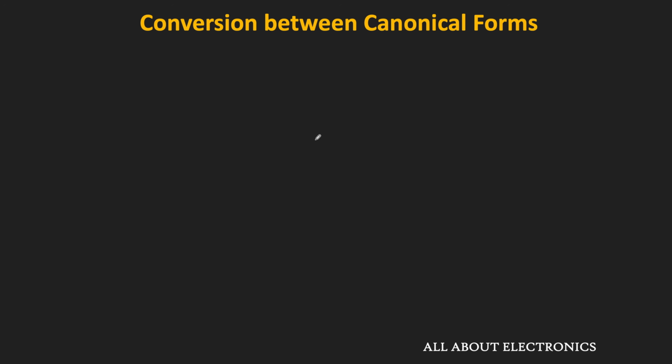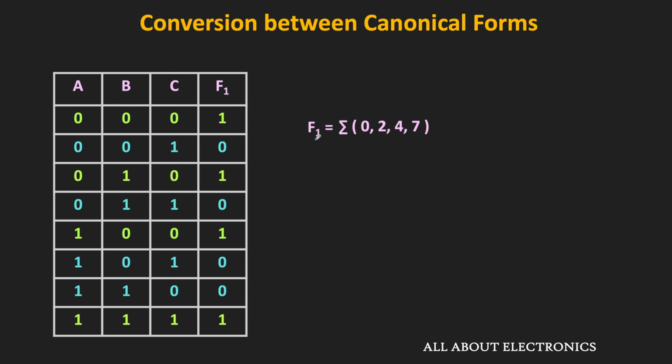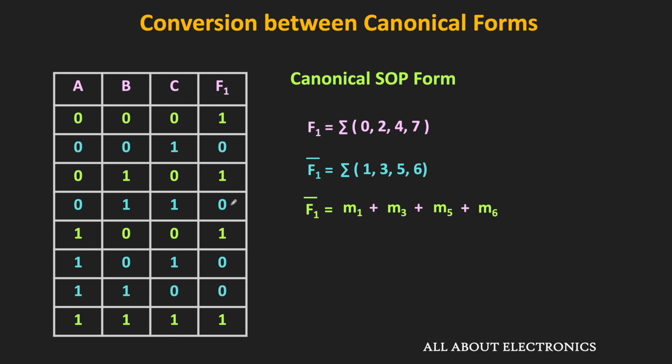So let's say we have been given this function f1 and it is in the canonical SOP form, and as you can see, it is a function of 3 variables. Now if we take the complement of this f1, then it contains all the min terms for which this function f1 is equal to 0, right? That is equal to 1, 3, 5 and 6. Or we can write it as m1 plus m3 plus m5 plus m6.